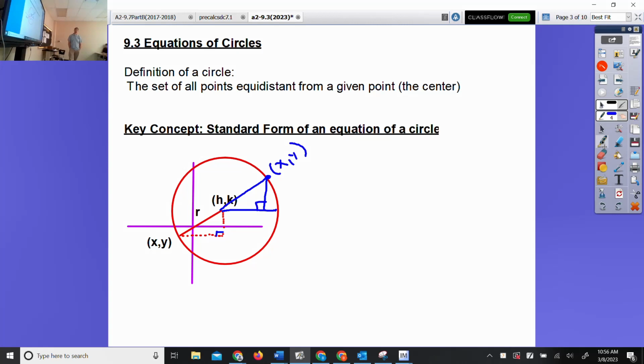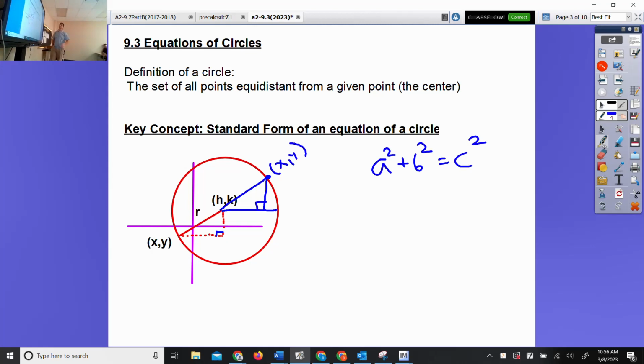Here's a formula from geometry. It's the standard form of an equation of a circle, and we're going to derive it using the Pythagorean theorem. What's the Pythagorean theorem? The reason I'm using the Pythagorean theorem here is because the triangle I drew is what kind of triangle? A right triangle.